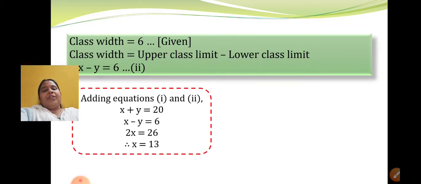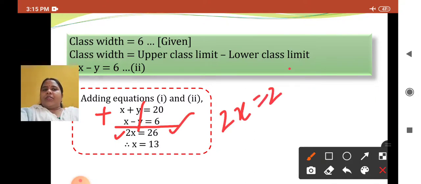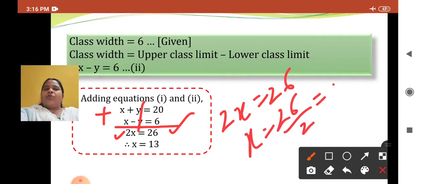What was the first equation? x plus y is equal to 20. Correct. What is the second equation? x minus y is equal to 6. Now these two equations can be added, and by adding what will happen? Plus y and minus y will get cancelled. x and x is 2x. 20 plus 6 is 26. So 2x is equal to 26. Correct. So x will be equal to 26 upon 2. That comes to 13. So one of the values, the upper class limit x, we have got as 13.